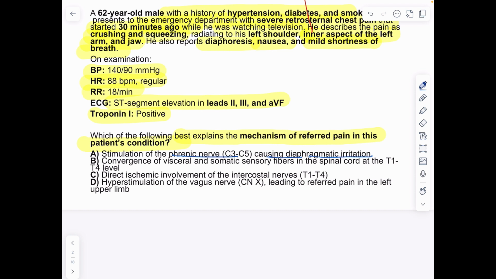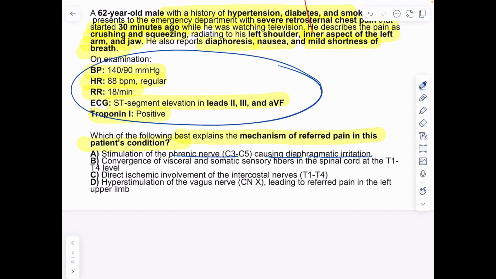It is best seen in pericarditis, peritonitis, or even diaphragmatic irritation. It is not classically seen in case of myocardial infarction, right? And here, the features of inferior wall MI are classically present. So this option can be ruled out.